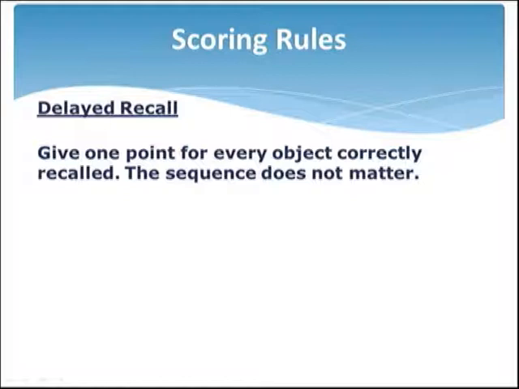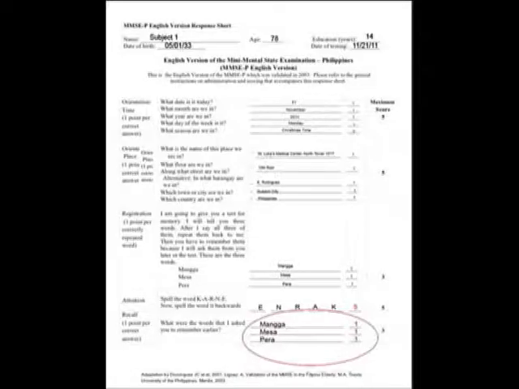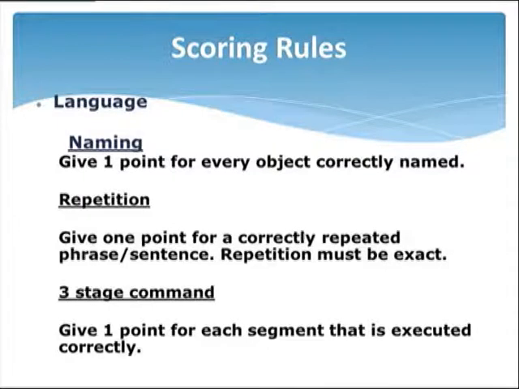Delayed recall. Give 1 point for every object correctly recalled. The sequence does not matter. Our subject was able to correctly recall all 3 items, garnering her 3 points. Language. Naming. Give 1 point for every object correctly named. Repetition. Give 1 point for a correctly repeated phrase or sentence. Repetition must be exact. 3-stage command. Give 1 point for each segment that is executed correctly.